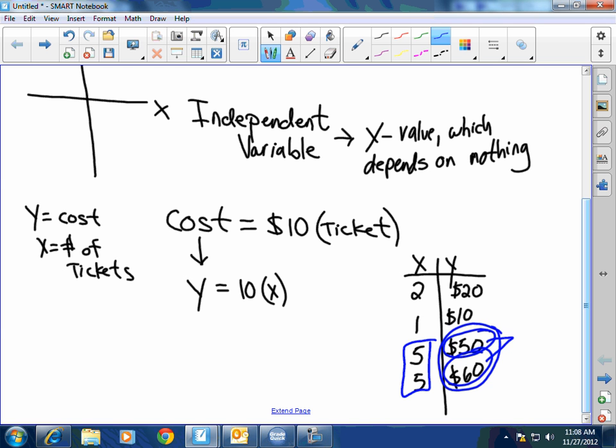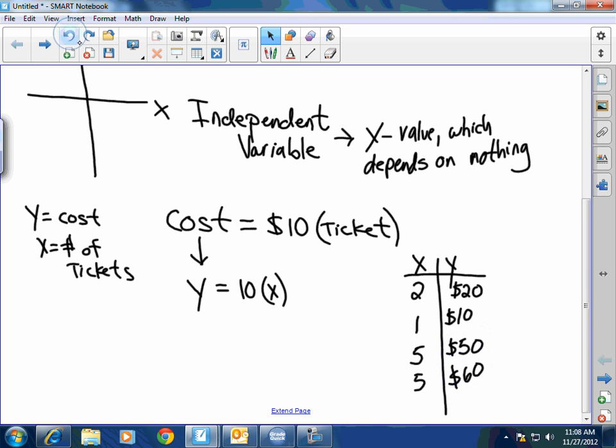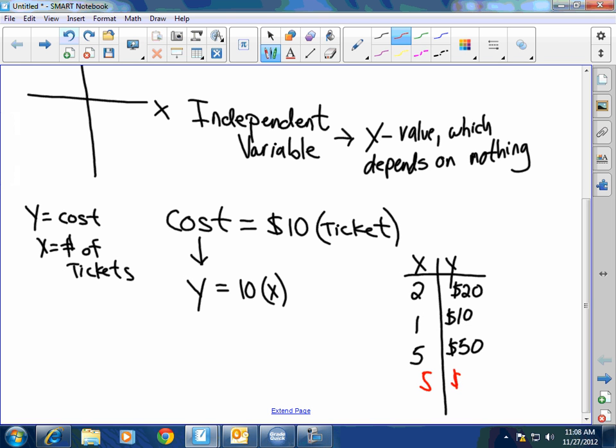So in order for there to be a function, you can only have one y value for any given x value. In this function, when you buy five tickets, it's $50, period. There's no ifs, ands, or buts about it. If I go in and I buy five, it's 50. If Johnny comes in with five people, it's 50. If Nancy comes in with five people, it's 50. Okay? You cannot have different y values for the same x value.